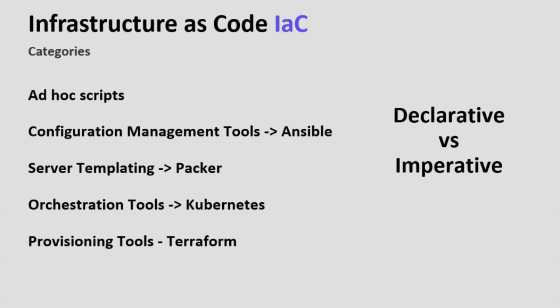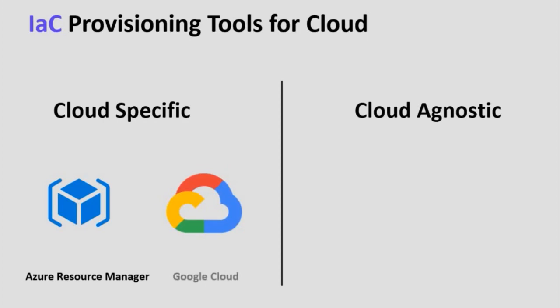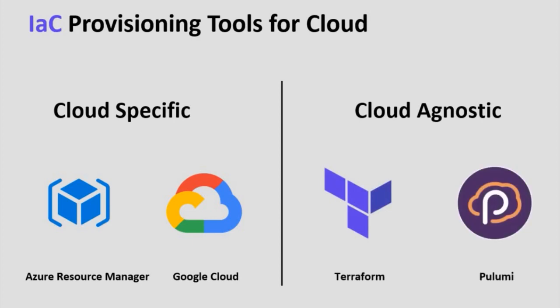For provisioning resources on the cloud, we have different kinds of provisioning tools. Some of them are cloud specific, like Azure Resource Manager and Google Cloud APIs, and they only work for a specific purpose. We use Azure Resource Manager only to interact with our resources on Microsoft Azure, and Google is exactly the same, it only works for Google. But we also have cloud agnostic tools, which we can use across clouds for the deployment of resources on different kinds of clouds with the same configuration.